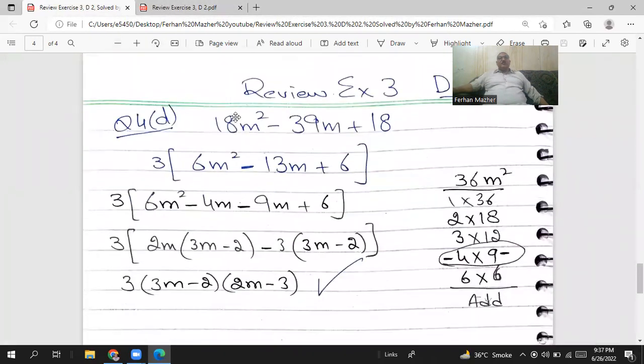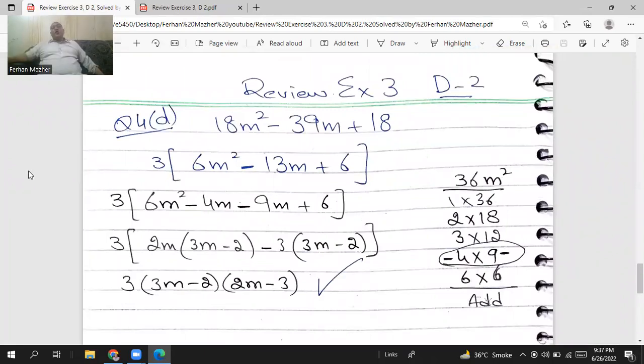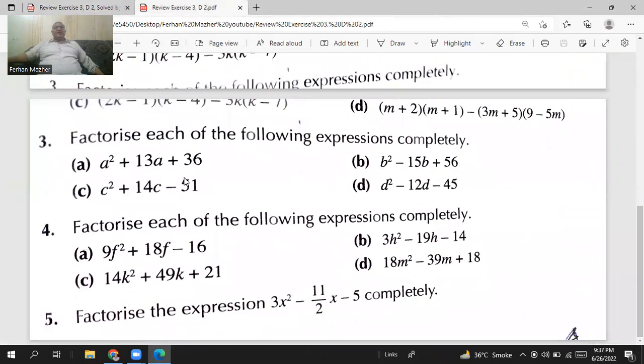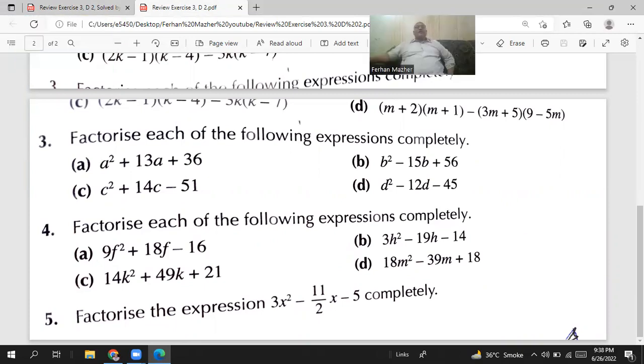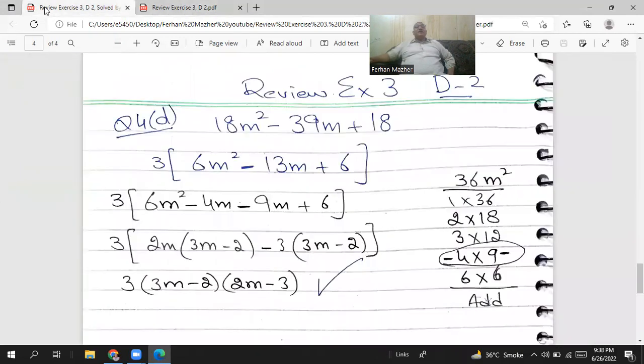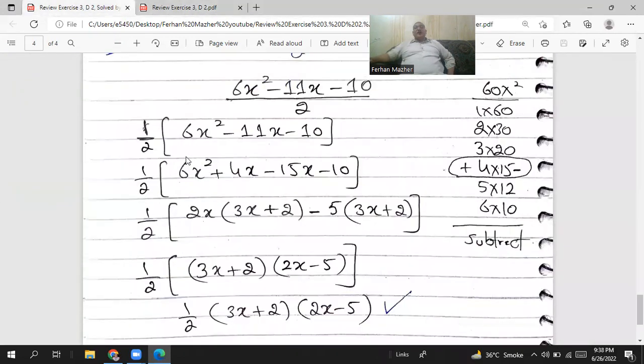And this question is question number 4 and its D part. The question is showing up on your screen. The last question of this exercise, the review exercise 3 from the book D2. The name of the book is New Syllabus Mathematics 7th edition, second book. We normally call it D2. So last question: factorize the expression 3x squared minus 11x by 2 minus 5 completely. Okay, so this is how we will do that.